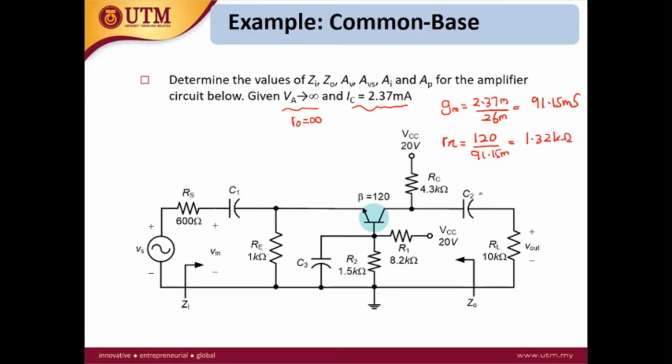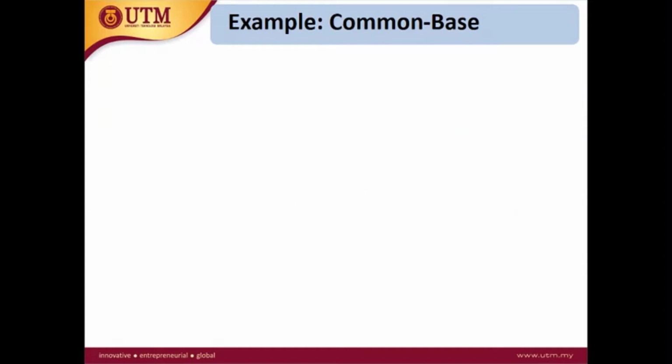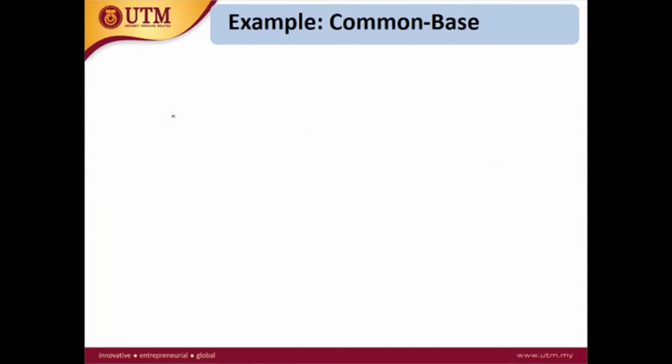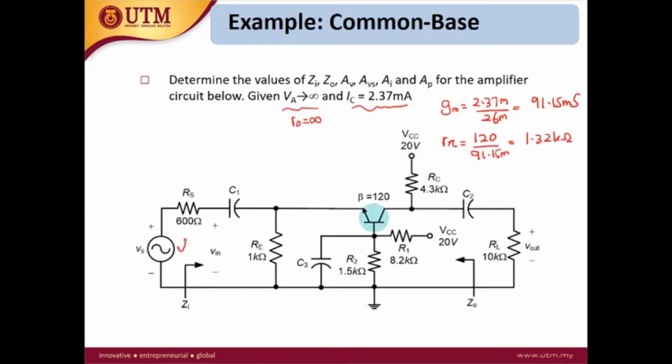Okay, now you know all the parameters for the mid-band equivalent circuit. Next, you need to draw the mid-band equivalent circuit. When you draw it, we start from the VS here. This is VS, and VS is connected to the RS, which is 600. Then we have the RE connected to the ground.